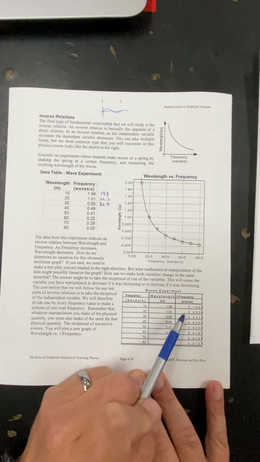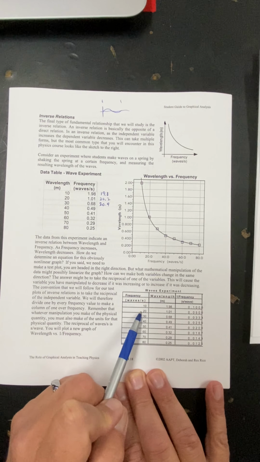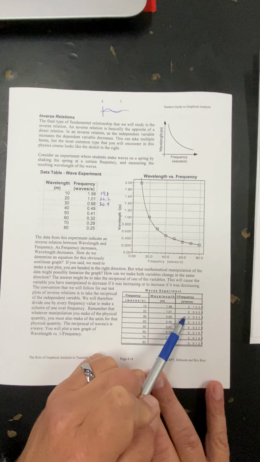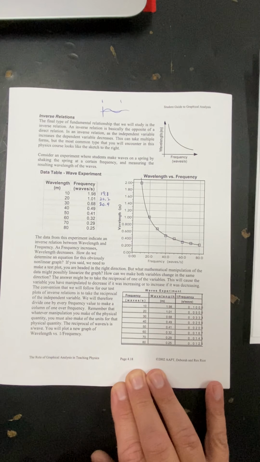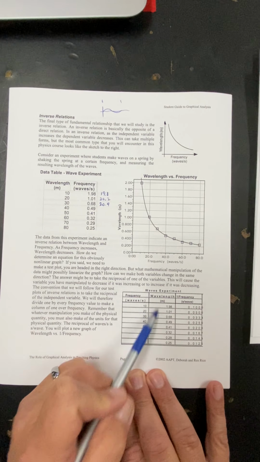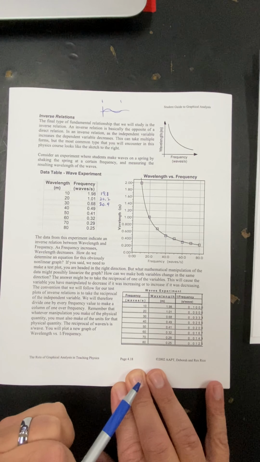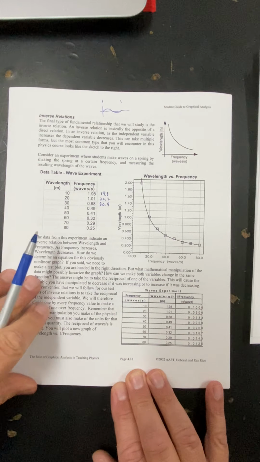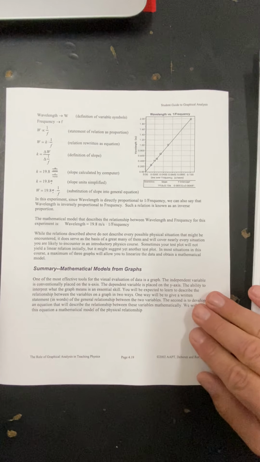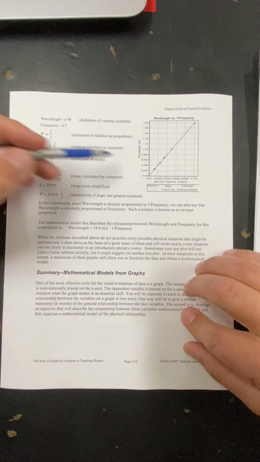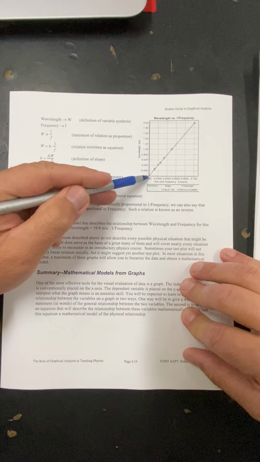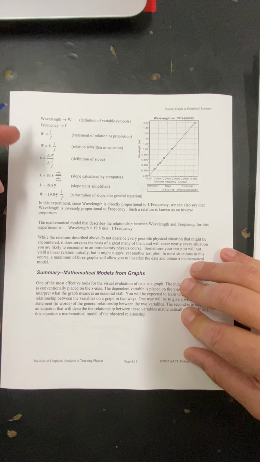1 over 10 would give you 0.1. 1 over 20 would give you 0.05. 1 over 30 would give you 0.033 repeating, so on and so forth. So wavelength versus frequency was not a linear graph. Maybe wavelength versus 1 over frequency will be linear. I'll be darned, it is. So once you have a linear graph, what can you do? Write an equation. This one's coming out of the origin, so we can say this.